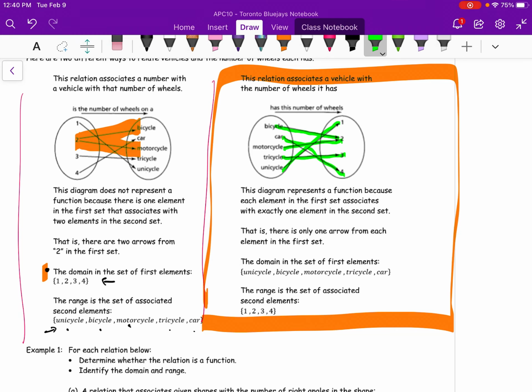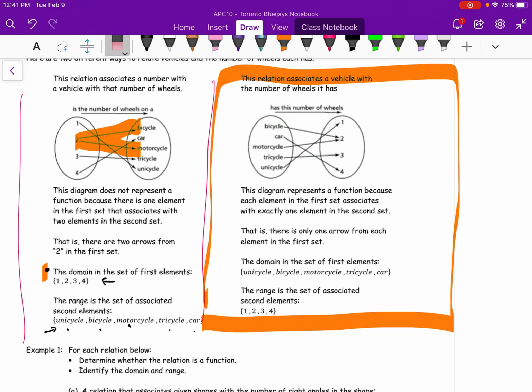This diagram represents a function because each element of the first set associates with exactly one element of the second set. That is, there is only one arrow from each element of the first set. The domain is the set of the first elements: unicycle, bicycle, motorcycle, tricycle, and car. The range is the set associated with the second elements. We have 1, 2, 3, 4.